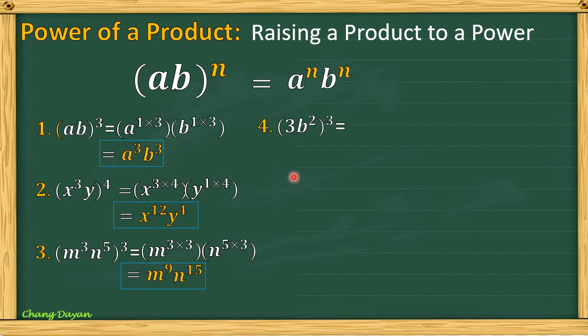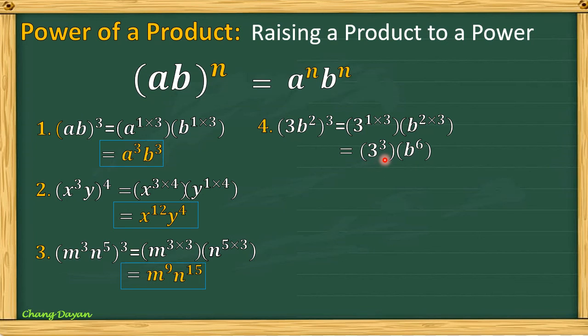Number 4, 3b squared, open and close parenthesis, raised to the 3rd power. Unang gagawin natin ay ang numerical coefficient, ang kanyang exponent ay 1, multiplied sa exponent na nasa labas, which is 3. Samantalang ang b, ang exponent niya dito ay 2. Ang exponent na nasa labas ay 3. Now, let us perform the operation. 1 times 3 will get 3. So, 3 cubed. Next, 2 times 3, 6. So, we'll have b raised to 6.